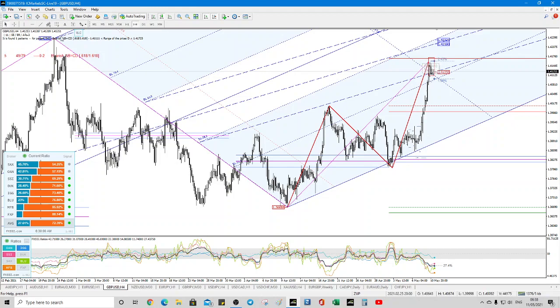And it'll probably hit this supply as well. See how it corresponds to this area up here. So it could be a good resistance. We want this to carry on going up because we're short Euro Pound.